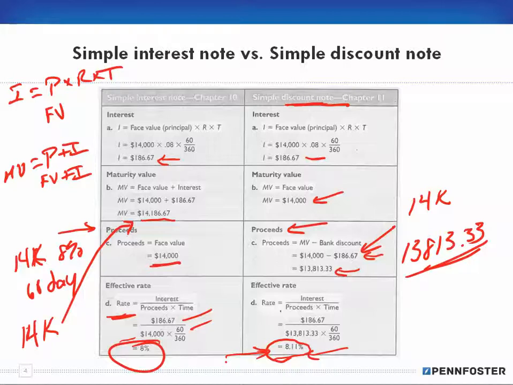3,000 times 5% times 3, that refrigerator, washer, dryer, and stove now cost you an extra $450, okay? And let's face it, that's almost the price of that stove in and of itself. So just be aware that that happens, okay? And that's why the banks want to discount the note.